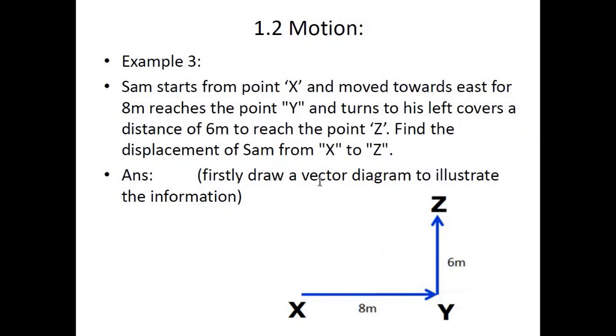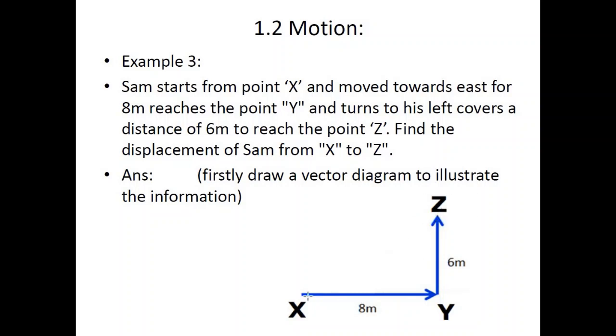Now first of all, we'll draw a vector diagram for this so that it is easier for us to understand and solve. So first of all, the boy goes towards east for 8 meters, X to Y, and then at Y he turns to his left, means in this anti-clockwise position, and then from Y till Z he covers a distance of 6 meters. Now the distance would be 8 plus 6, 14 meters, whereas the displacement would be the shortest straight line between point X and Z, the initial position and the final position.